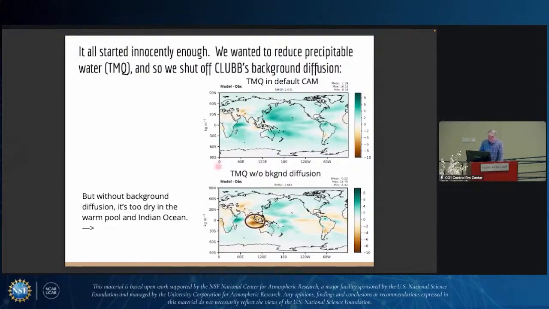So if we run default CAM, this is model minus obs here, we see that it has a moist bias, a pretty strong 1.39. If we shut off CLUBB's background diffusion, which is just lofting up moisture and heat using a simple eddy diffusivity while CLUBB's higher order closure moments are going on, then the moisture bias is reduced to 0.22, which is good, but it leaves this dry patch here in the Western Pacific and in the Indian Ocean, which is bad.